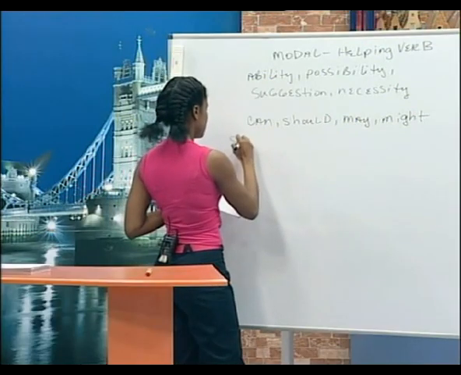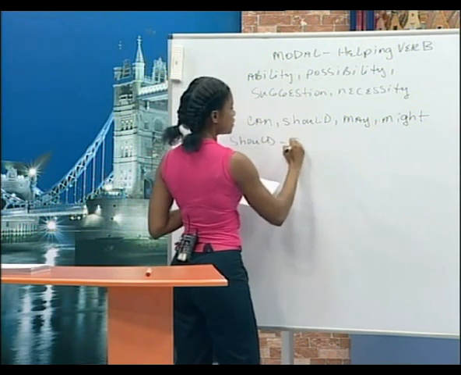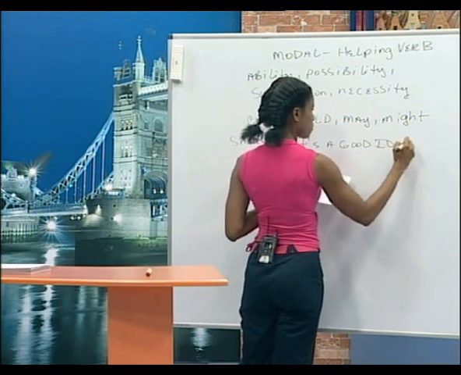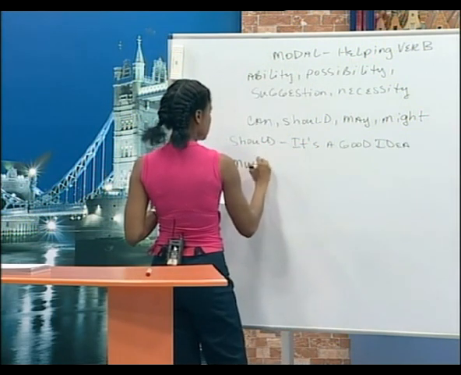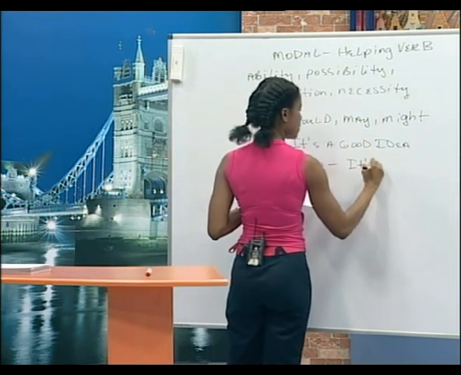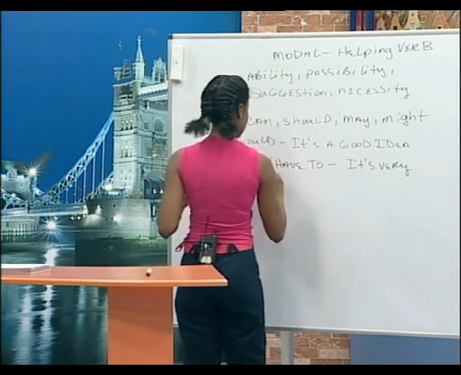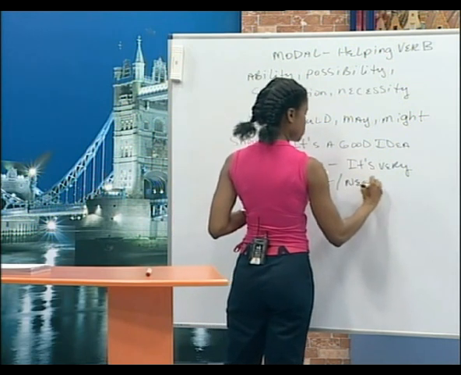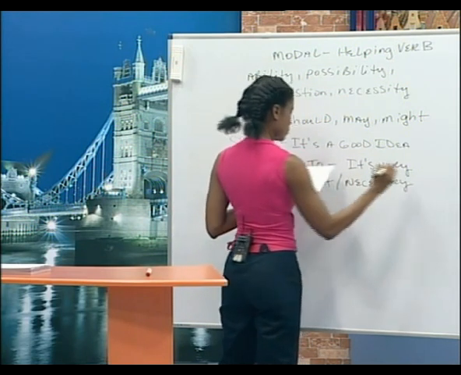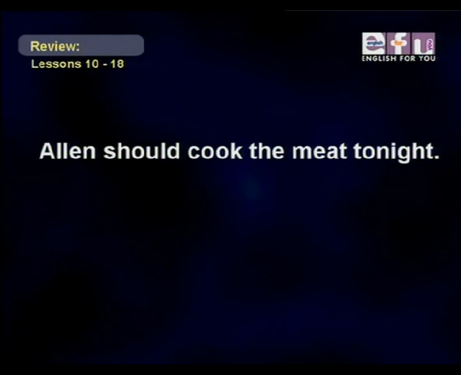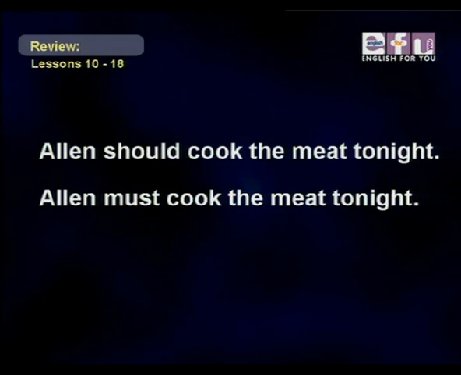Now, should means it's a good idea to do something. However, must or have to means it's very important or necessary to do something. Okay, let's look at some more examples. Alan should cook the meat tonight. Alan must cook the meat tonight.